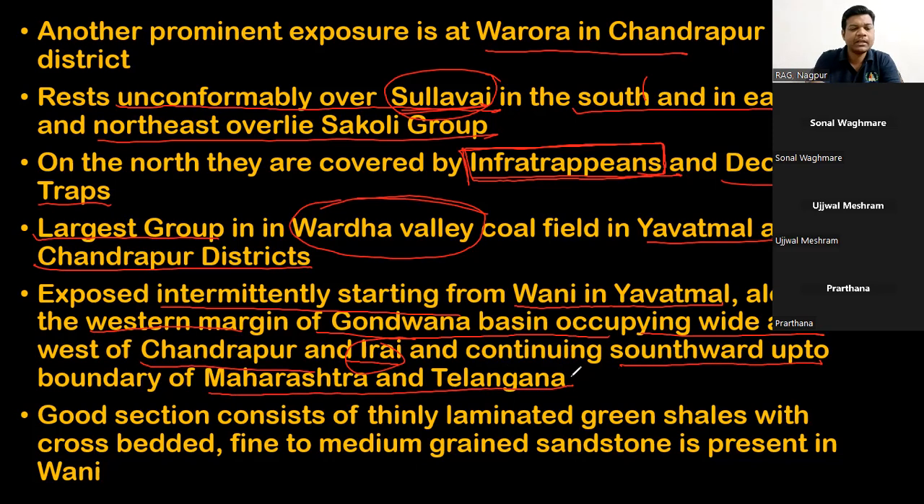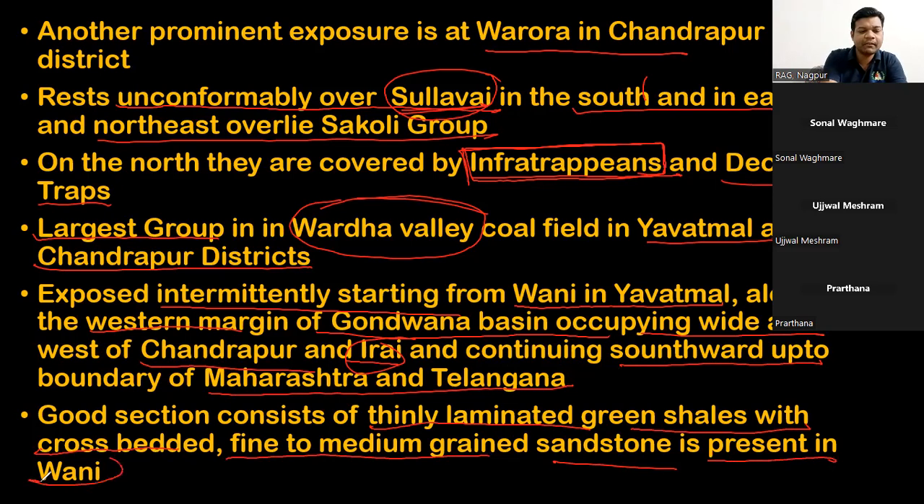Now the section consists of thinly laminated green shales with cross-bedded fine to medium grained sandstone, present in Wani. This is the lithology present in Yavatmal district, in the Wani taluka or Wani area. So it contains thinly laminated green shales with cross-bedded fine to medium grained sandstone.